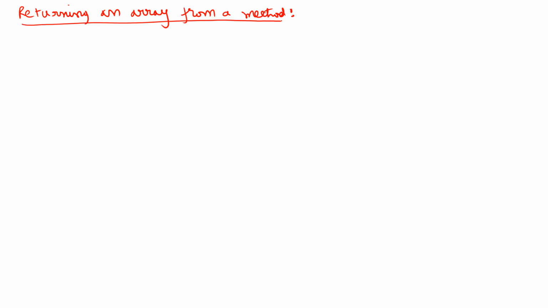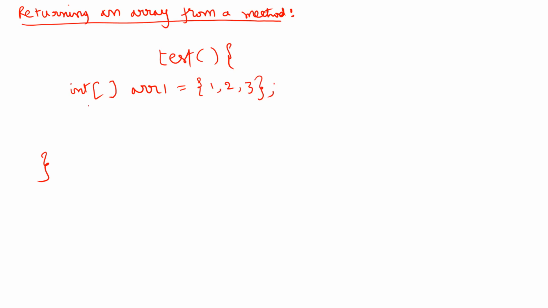Let's say I have a method here, which is a test method. So the method name is test here, and I have an integer array in this one. So I'll say int arr1 equals 1, 2, 3. So this is an integer array. I would like to return this array, so I will say return arr1. So I am returning this array.